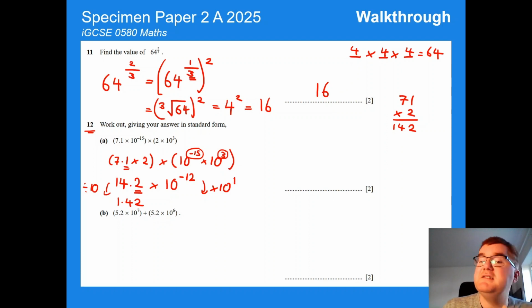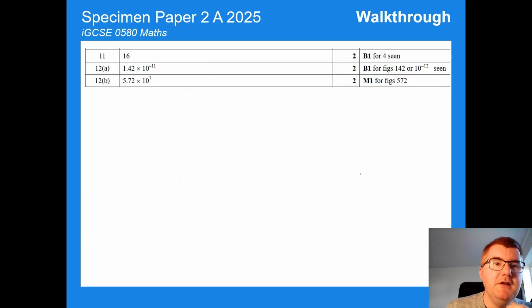So I'm going to times by 10 to the power of 1. That means 10 to the power of minus 12 times 10 to the power of 1. That's going to be equal to 10 to the power of minus 11. So our final answer for the 2 marks is going to be this. Notice in the mark scheme here, you'll get 1 mark for some idea of 142 or 10 to the power of minus 12, but only this gives you the full marks.